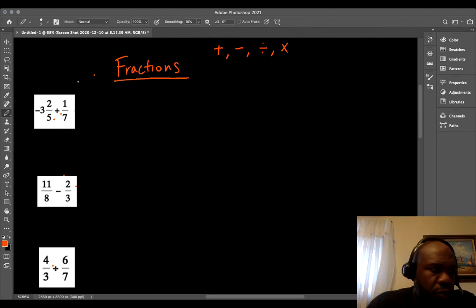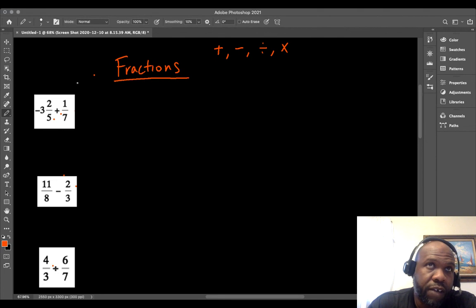Because again, after break, we're going to start talking about graphing in terms of slope and things like that. And it's very important that we know how fractions work. So we're going to look at them in a couple of ways: addition, subtraction, division, and multiplication.